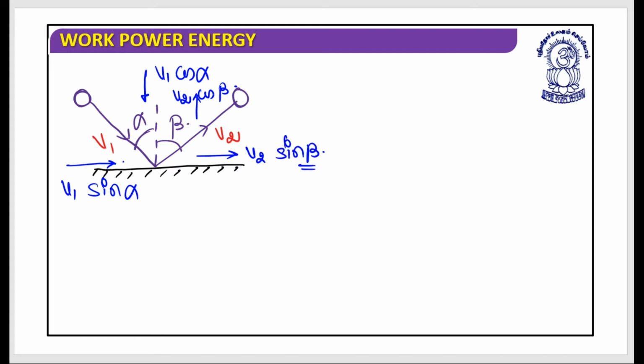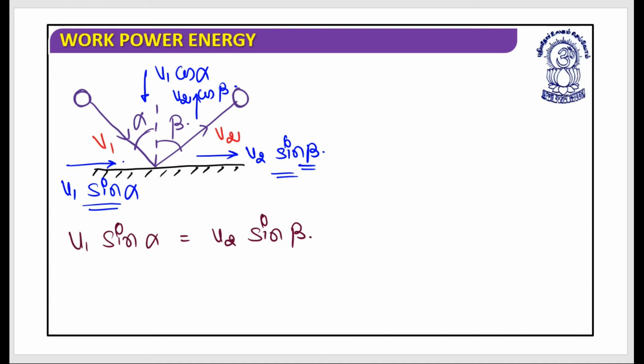Observe the collision very carefully, then you must understand that these components, v1 sin alpha and v2 sin beta, are the parallel components for the colliding surfaces. So they will remain the same. v1 sin alpha should be equal to v2 sin beta.